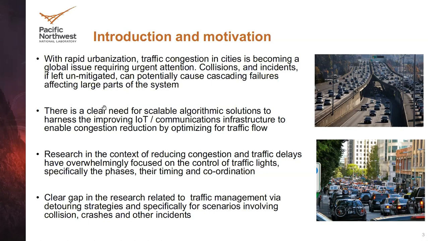So the research in the context of AI algorithms and reducing traffic congestion has typically focused more on the control of traffic lights, specifically the phases, timing, and coordination. But there is a clear gap in the research related to traffic management, specifically when you have collisions and crashes: what kind of detouring strategies and optimal strategies can be employed to reduce congestion and improve travel times.